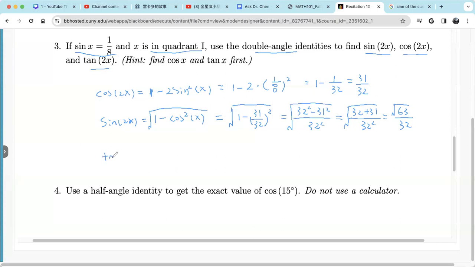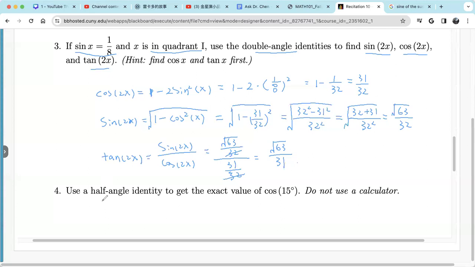Now with the sine of 2x and cosine of 2x, we can find tangent of 2x. That equals the sine of 2x divided by cosine of 2x. Well, sine of 2x is square root of 63 divided by 32. Then divided by 31 divided by 32. So both have the same denominator. We can just cancel those two. So that equals square root of 63 divided by 31. Okay, so we find all three values.